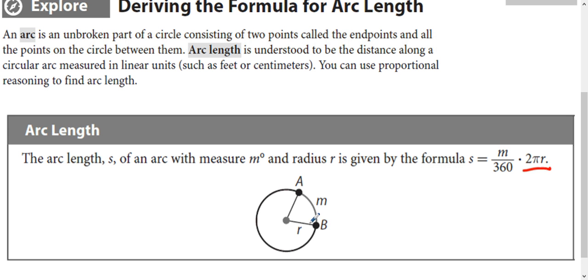So if it was a 90-degree arc, that would be 90 out of 360 degrees of the circle, or 1/4 of the circle. So you do 1/4 of the circumference. Whatever the fraction is, that's how much of the circumference the arc gets.